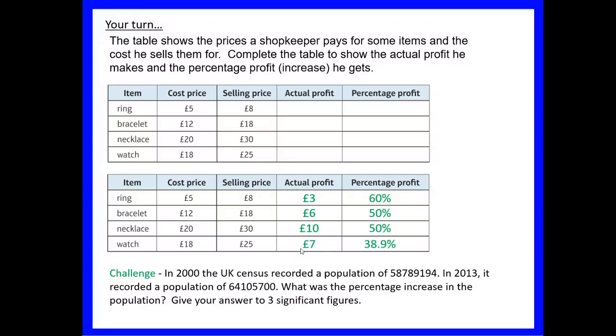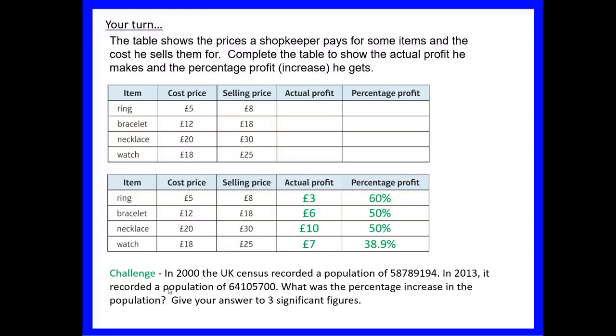And for the watch, the profit of £7 divided by the original value of 18 times 100 is 38.9%. So it's interesting to see that although he makes the most actual profit on the necklace at £10 difference, the percentage profit is actually greater on the ring.